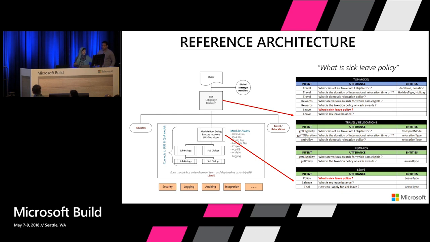So between dispatch and, in that example, what is my sick leave policy? We're dispatching between travel, rewards, and leaves. And then, as you can see, I'm double-clicking here on one of the modules. And in that module, those are the dialogues and sub-dialogues that are handling that module.